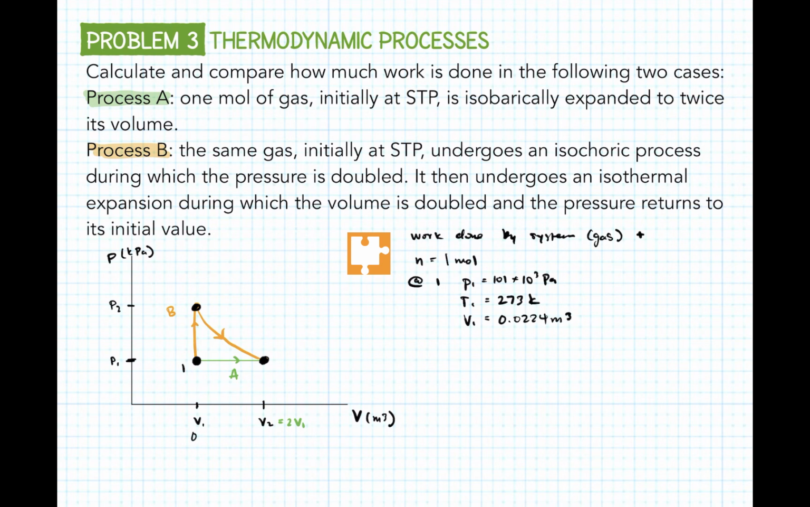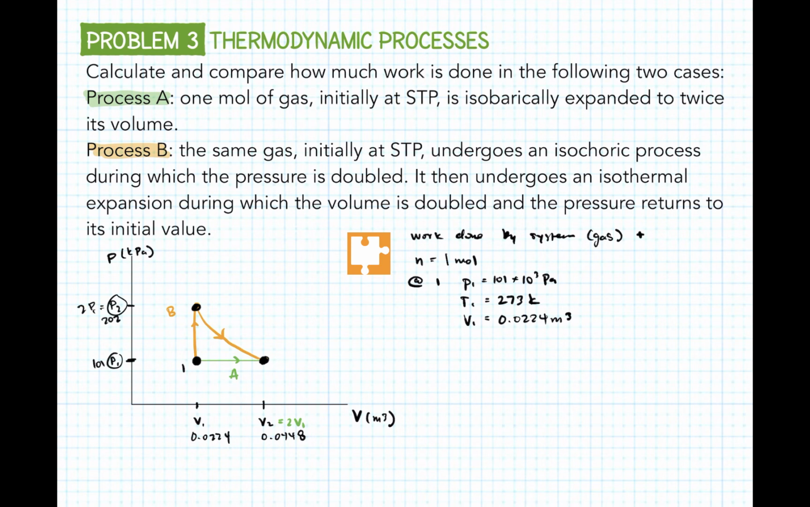So you could write that in here. We know this is 0.0224, and this would be 0.0448. So you don't have to do a lot of calculating there. This one's also equal to 2P1. So if this is 101 kilopascals, this is 202 kilopascals. So now we have all of our values, okay? So P1, P2.